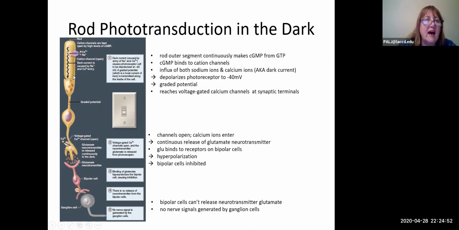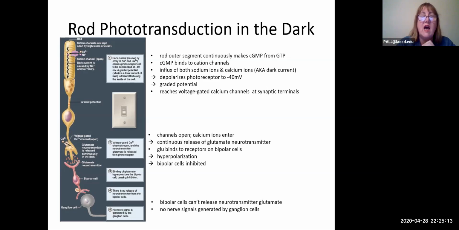Okay. So remember, everything starts way out here in the outer segment. Now, out here in the outer segment of the rod, it's constantly making cyclic GMP. So it's using GTP, not ATP, but GTP is an energy source, and it's making cyclic GMP from it and storing it there.